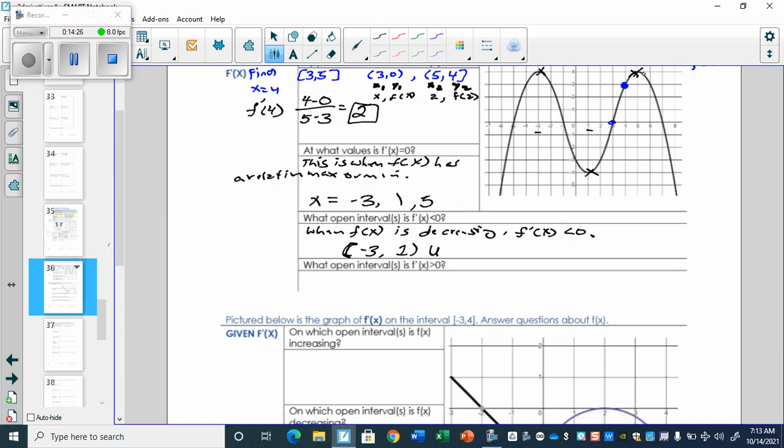When is f of x decreasing? From 5 to positive infinity.